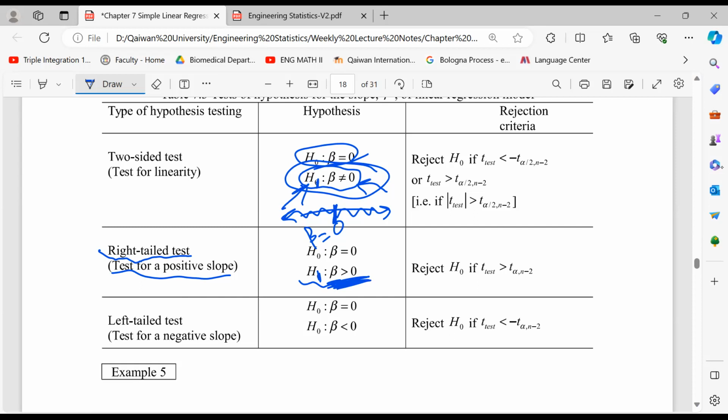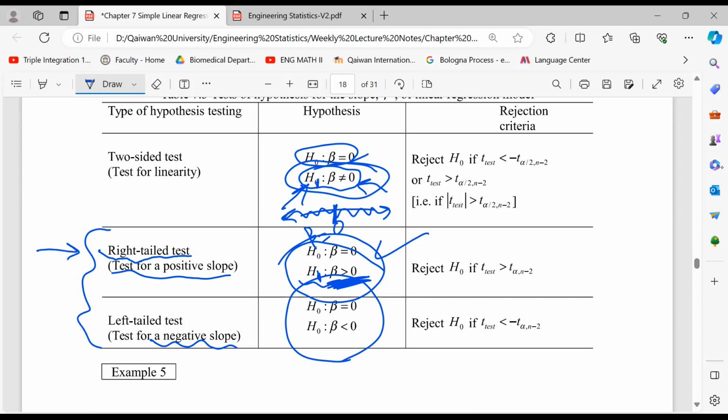As we said before, beta is the slope. Beta represents the slope of the linear equation. Beta could be greater than zero, and it could be less than zero. If it's asking for the positive slope, we use this case. If it's asking for negative slope, it is this case. Each of these two cases is one-sided.